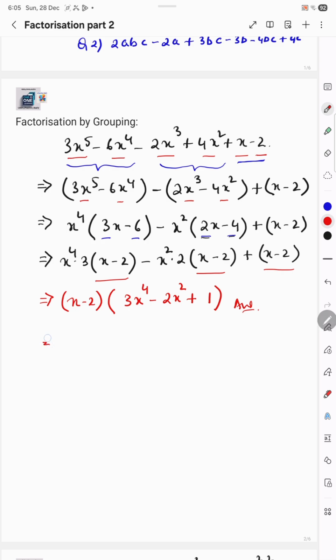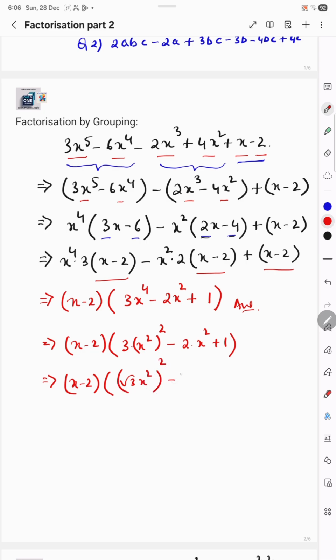So now see what we can do is we have x minus 2 here, and this we can write as 3 into x square whole square. So this becomes x to the power 4 minus 2x square plus 1. Okay, so further what we can do is we can take this as root 3 x square whole square minus root 2 x whole square plus 1.